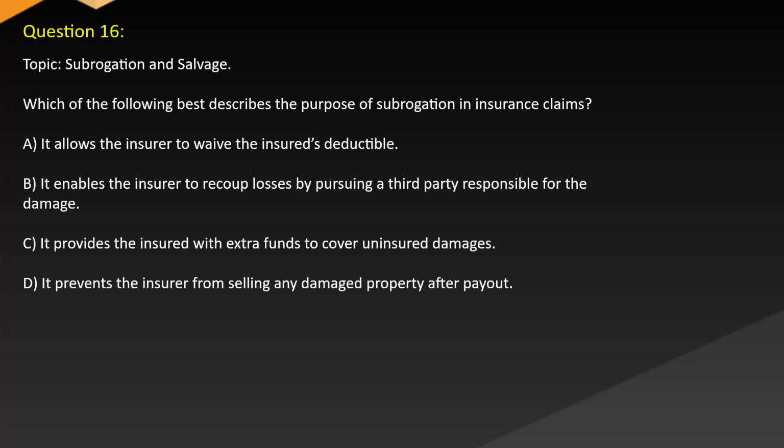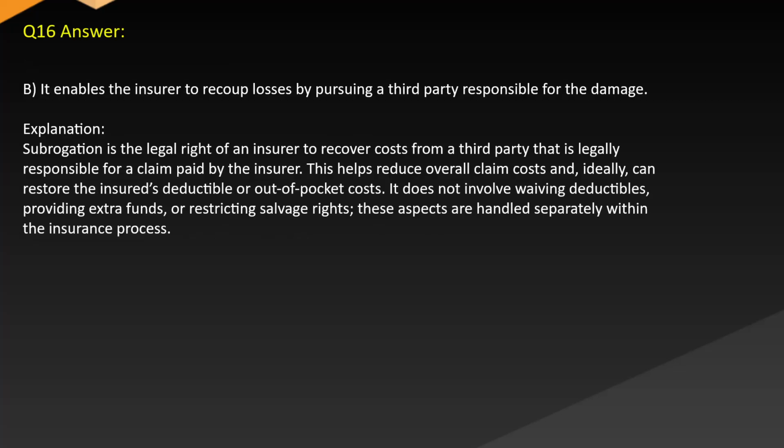Question 16. Topic: Subrogation and salvage. Which of the following best describes the purpose of subrogation in insurance claims? A. It allows the insurer to waive the insured's deductible. B. It enables the insurer to recoup losses by pursuing a third party responsible for the damage. C. It provides the insured with extra funds to cover uninsured damages. D. It prevents the insurer from selling any damaged property after payout.